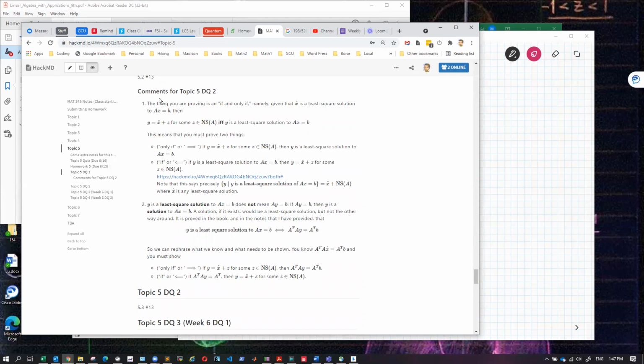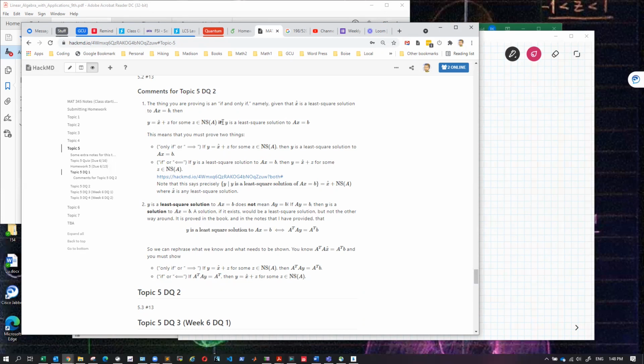So the first comment here is basically, the thing you're trying to prove is this if and only if. The thing you're actually trying to prove is a complicated thing because you're assuming this x hat is a least square solution. So that's fixed, right? In this discussion, this x hat is a fixed least square solution. That's something you know. I'm going to say in a minute what that means, so we're not worried about that at the moment. But then what you're trying to prove is that y equals x hat plus z for some z in the null space of A, if and only if y is a least square solution to Ax equals b, right? So there's an if and only if here that you're trying to prove.